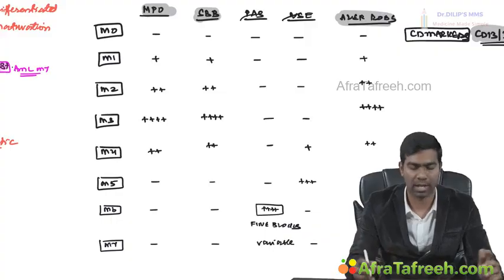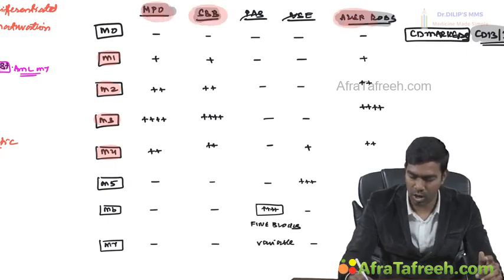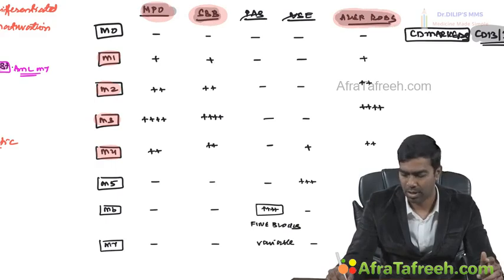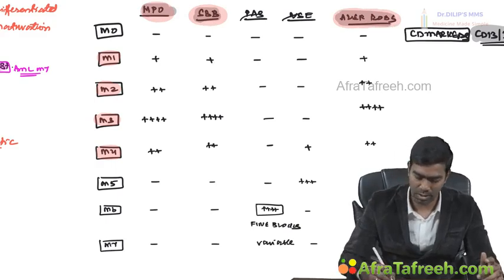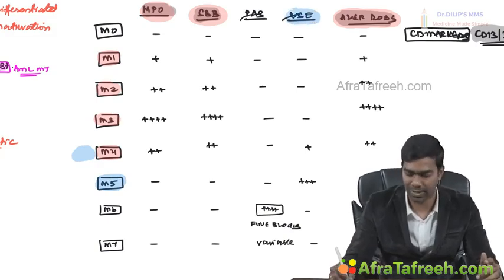So these are the different staining processes. Where you can see the iron rods, Sudan black and MPO positivity is M1, M2, M3, M4. These are the places where you are going to see MPO positivity, Sudan black positivity, and iron rod positivity typically. And where you are going to see non-specific esterase positivity is in M4 and M5.